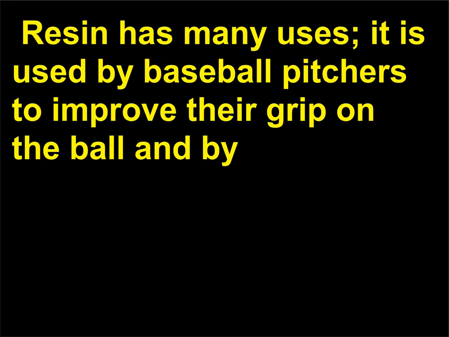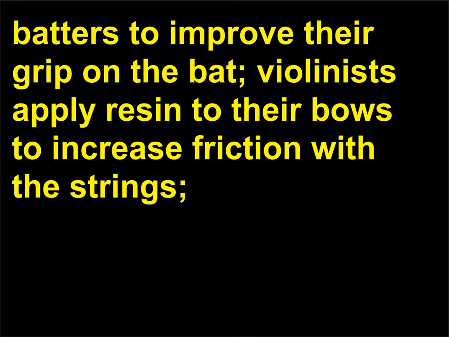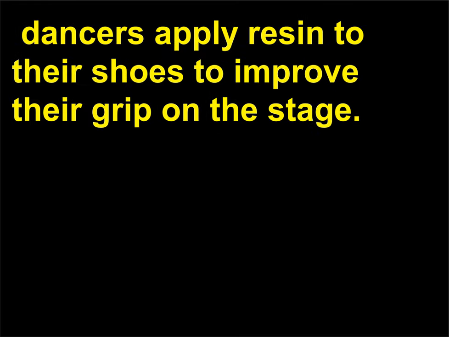Resin has many uses. It is used by baseball pitchers to improve their grip on the ball and by batters to improve their grip on the bat. Violinists apply resin to their bows to increase friction with the strings. Dancers apply resin to their shoes to improve their grip on the stage.